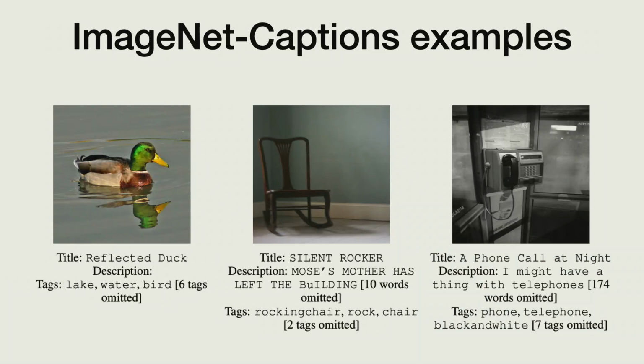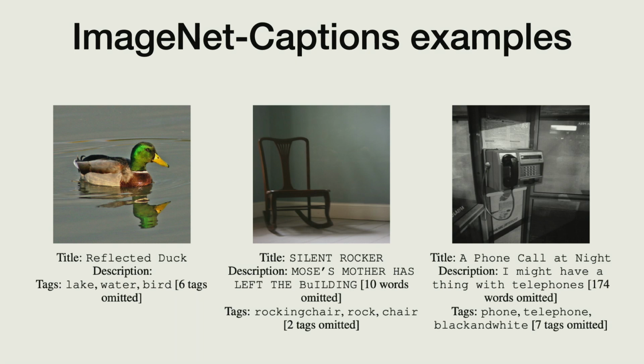Okay, and this is how these examples then look. Like image of a duck, title: reflected duck, no description. So there are three types of text that humans can assign to these images on Flickr: a title, typically a longer description, and you can also assign tags. And the next one is silent rocker. Description: Moses' mother has left the building. And then we omitted more because there was only so much space in the paper. You get the idea. It's like real text of the internet.